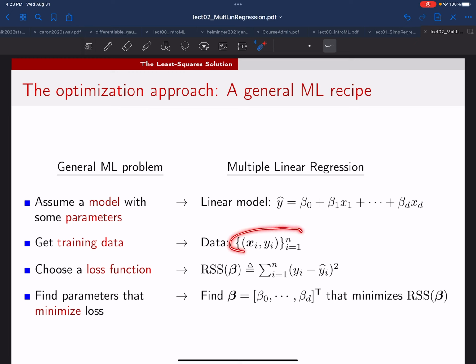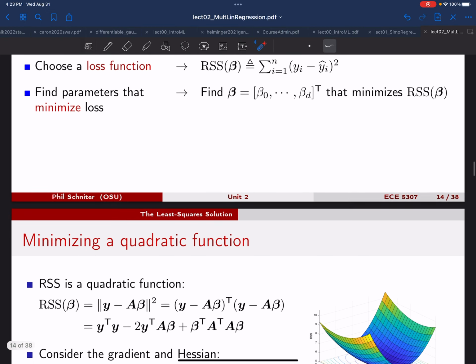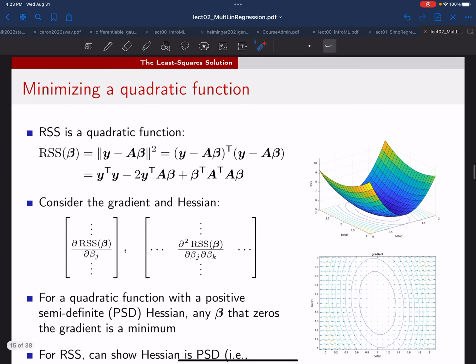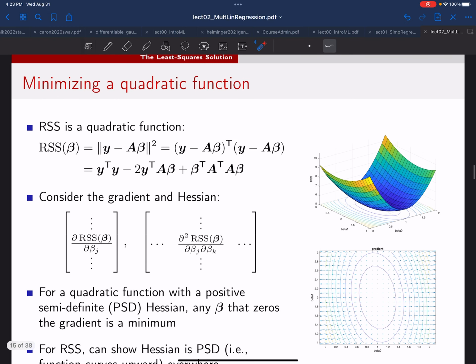Okay, in any case, we want to fit those betas. We're going to do this with data. We have to say how we want the fit to be done, like what exactly do we want to minimize. That's our loss, which in this case is RSS, same as last unit. And so the parameters that minimize the loss are just the vector of betas that minimizes the RSS. All right, so now let's figure out how we're going to do this. So it's, again, in spirit, very similar to last time.